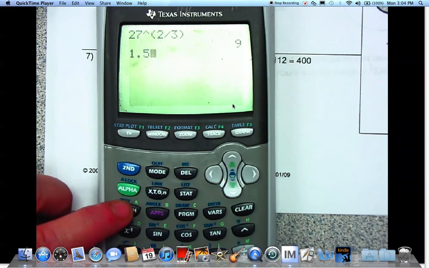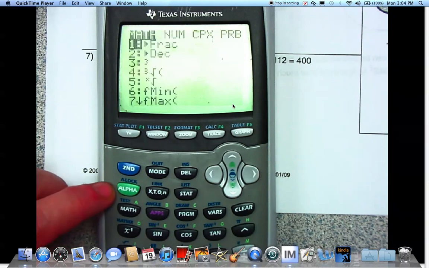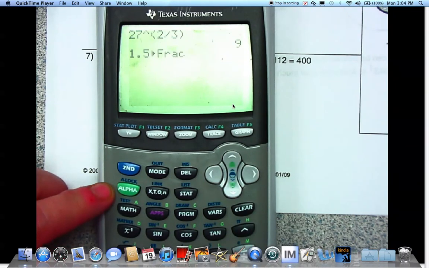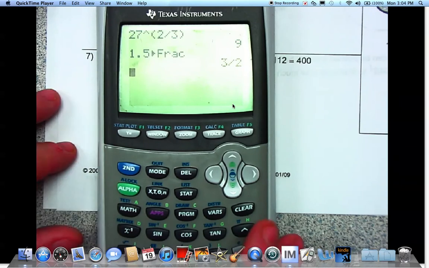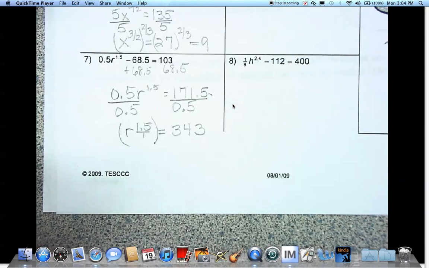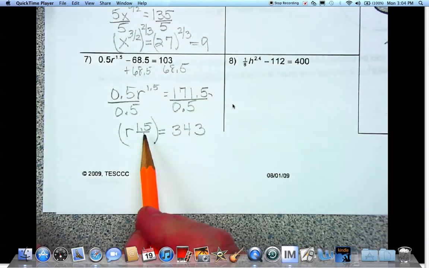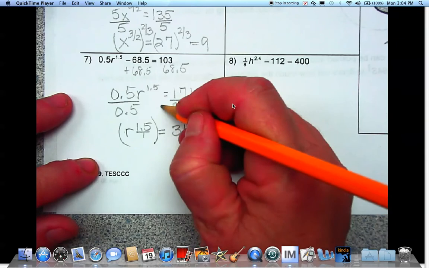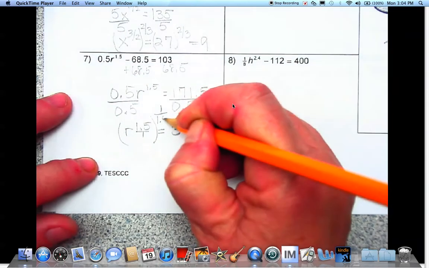Okay, everybody do this. Put 1.5 in your calculator. How do you change it to a fraction? Math, frac, enter. 3 halves. So then you would flip it, wouldn't you? Or you can do it like this too. You can put a 1 under the 1.5 and flip it. What do you get when you flip it? 1 over 1.5. Yes.